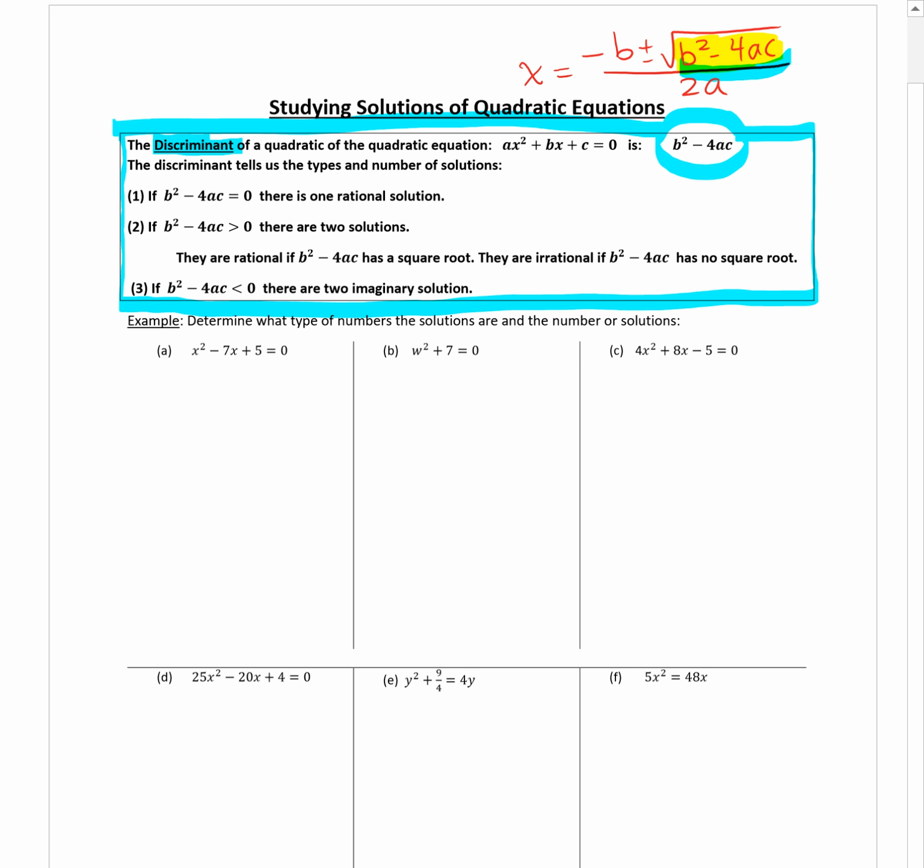So let's read it over. The first thing that can happen is if the value of the discriminant, b squared minus 4ac, is equal to 0, which we saw one time in the previous section, there's only going to be one rational solution. And if you're wondering what rational is, rational just means there's no root left. Your answer won't contain a square root. It's just a nice fraction or a whole number, and it won't be imaginary.